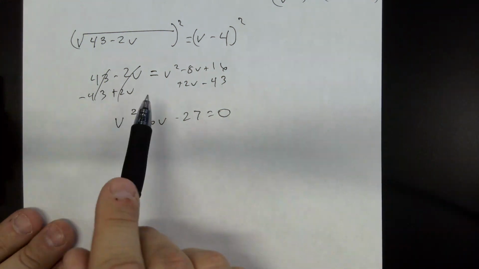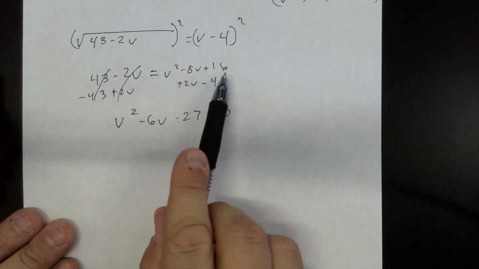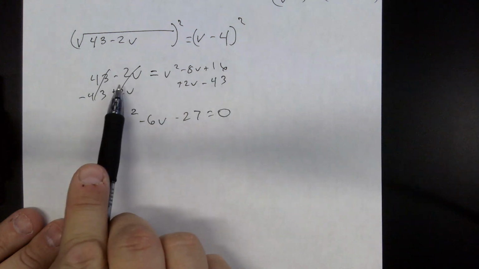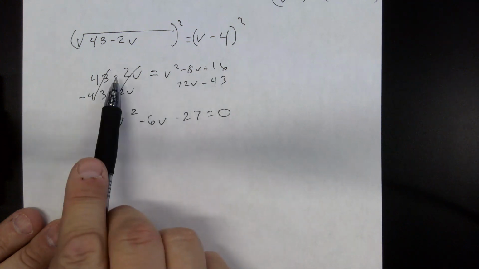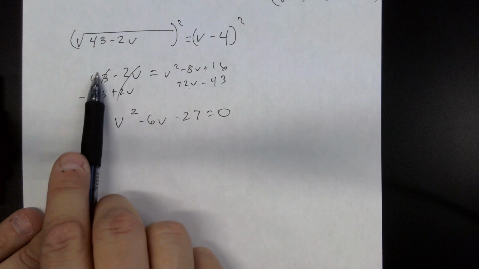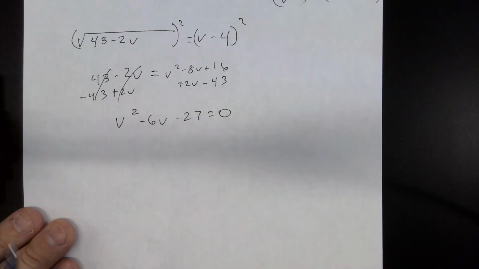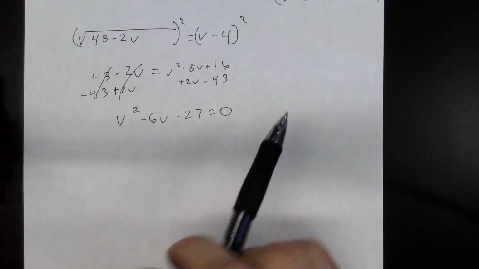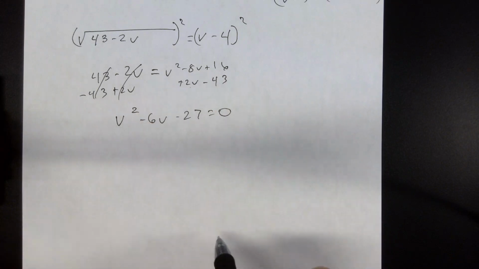So all I did is I got it set equal to 0. I brought the 43 over, and I brought the 2v over. So I added 2v because it's negative, and I subtracted 43 because it was positive over here. And you put them underneath your like terms.